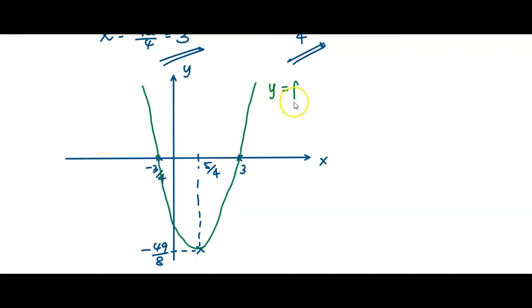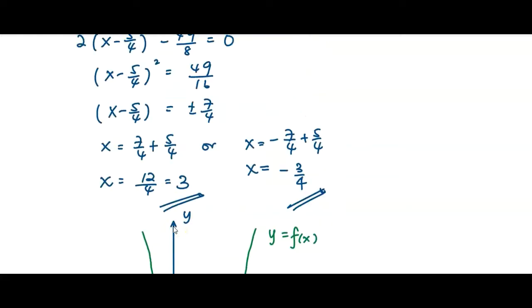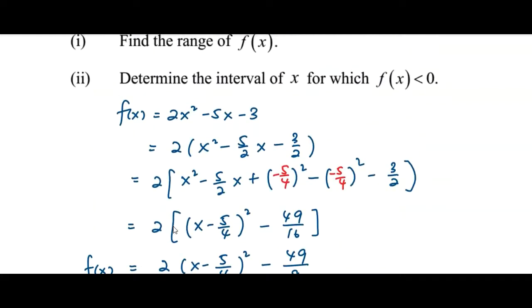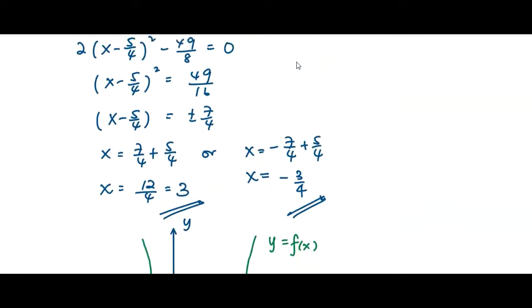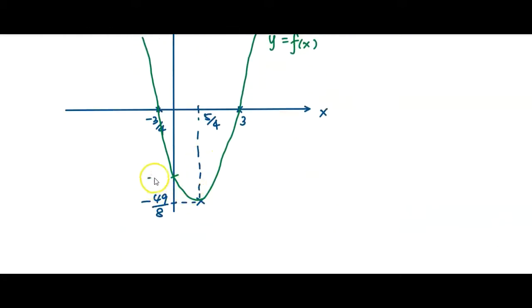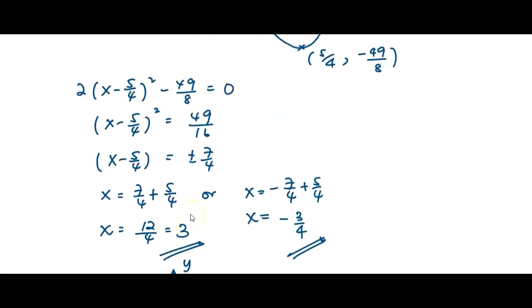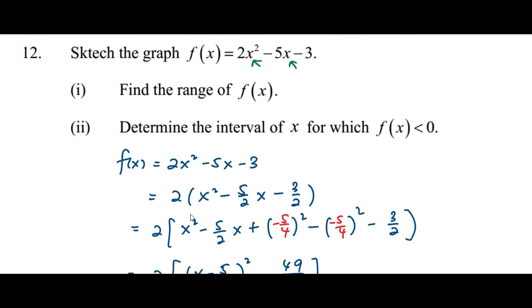This is the graph of y equals f(x). Now we can see that there is one important point, that is the y-intercept. You can get the y-intercept by substituting x equals 0. Put x equals 0. You can see that y equals negative 3. So here you can label it as negative 3. Okay, then see what else we need to find.